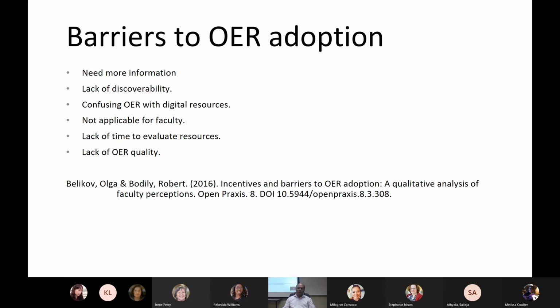And lack of OER quality. This is very basic. Sometimes you get OER materials and they don't meet the quality of university or institutional standards. If anyone is interested in this article, Stephanie has already provided the link in the chat, so you can read it. It is a nice article about incentives and barriers to OER adaptation.